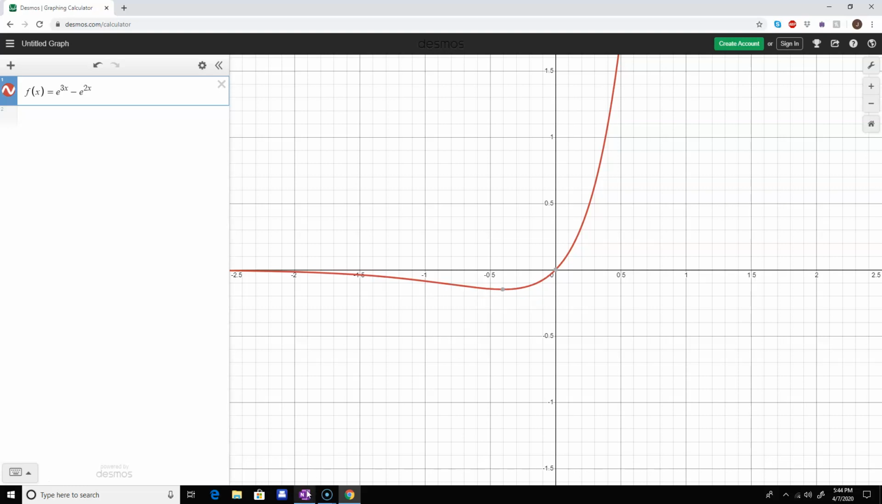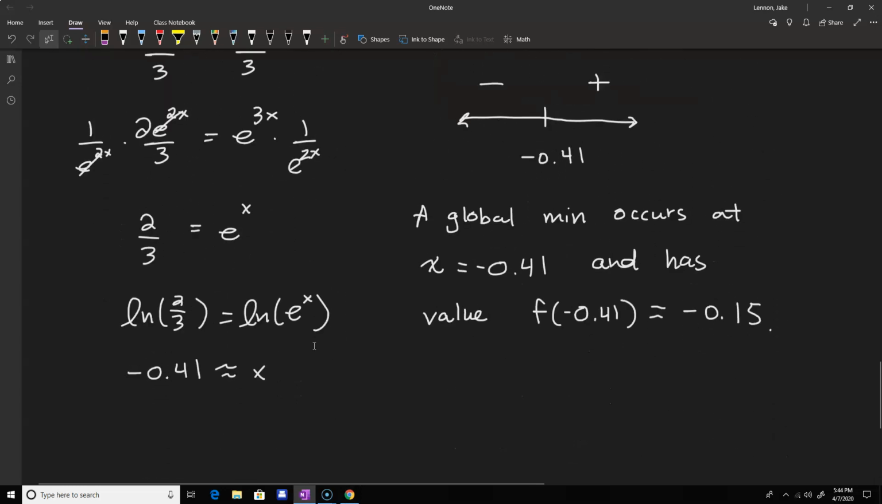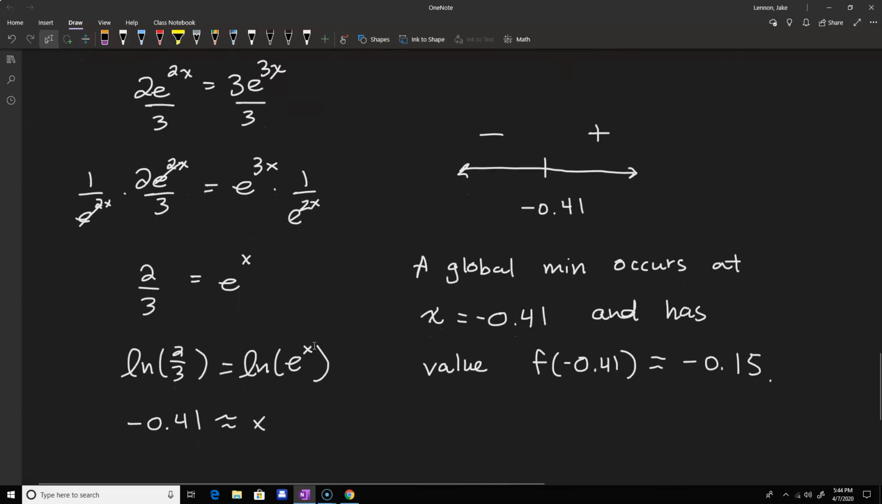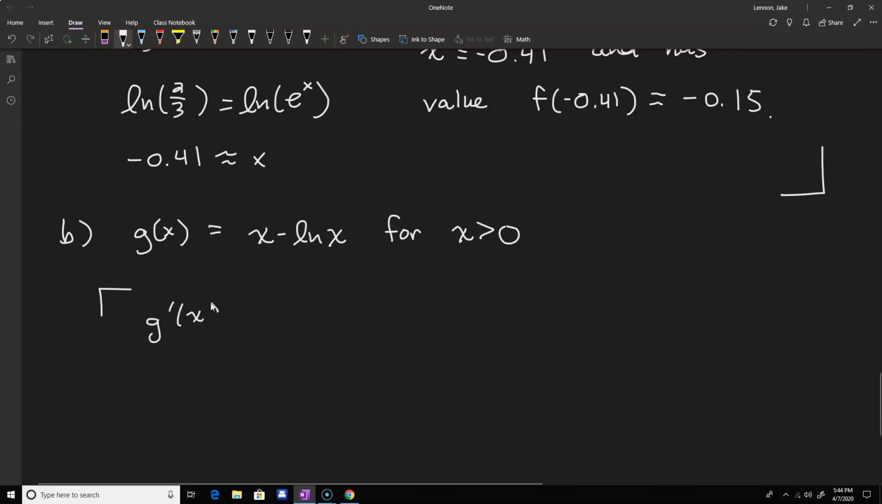So let's go ahead and look at another of these types of examples. Did I call that part A? Yes, I did. So let's look at one more such function. Let's look at B. Let's say we have g of x equal to x minus the natural log of x for x greater than 0. So the derivative function here, g prime of x, would be just 1 minus 1 over x. Very easy equation to solve.